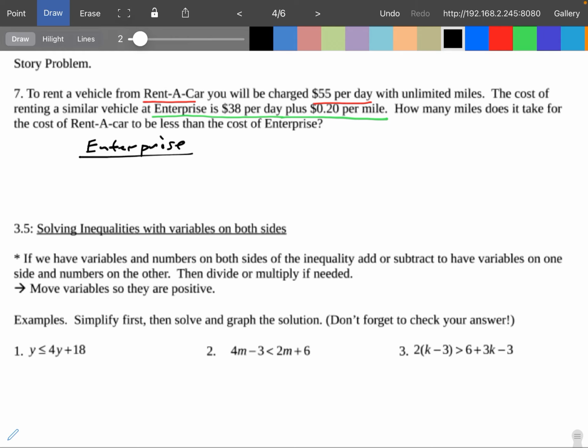So let's write this out like this. For Enterprise, it's $38 up front, plus it's 20 cents per mile. So we're going to do 20 times M, where again, M there represents the number of miles.